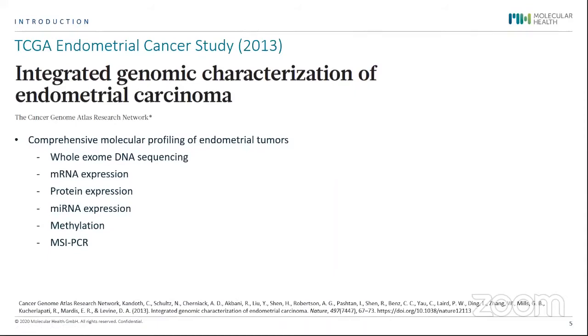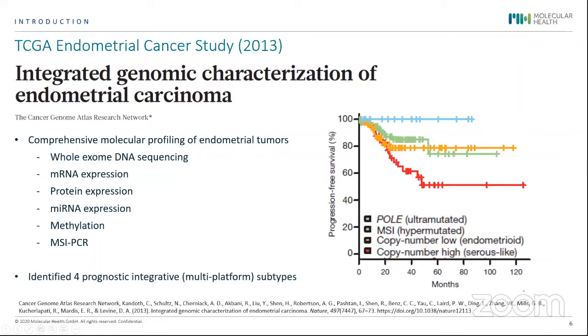Quite a while ago already, in 2013, the Cancer Genome Atlas Consortium, TCGA, did a comprehensive molecular profiling of endometrial tumors on, I think, 6 different platforms. So they did whole exome sequencing, mRNA expression, protein expression, microRNA expression, methylation, and microsatellite PCR on these tumors. And they found 4 integrative, that is multi-platform defined, subtypes that have clear prognostic indications.